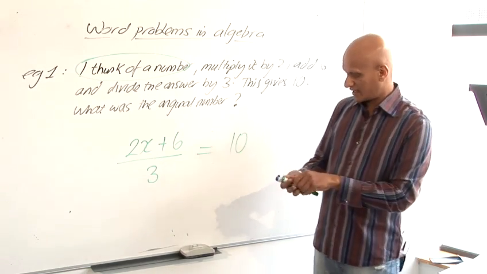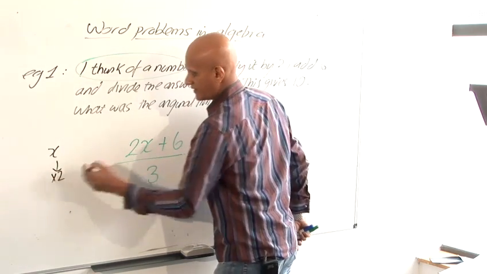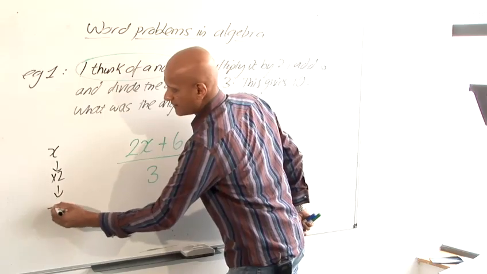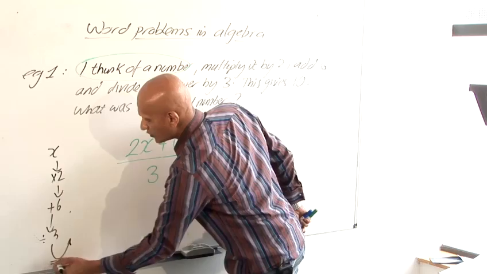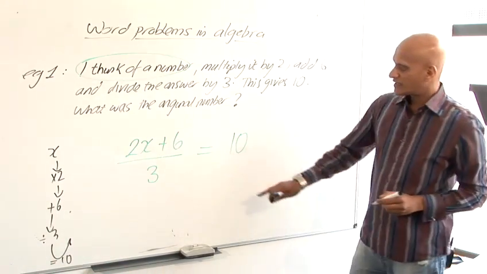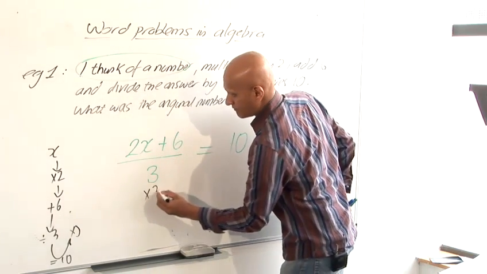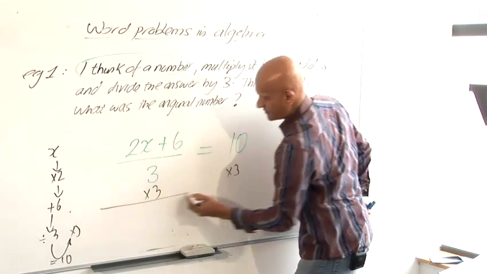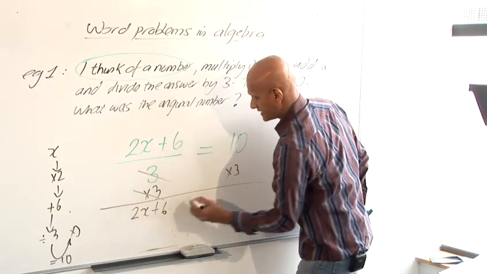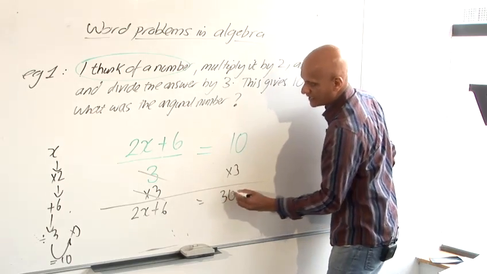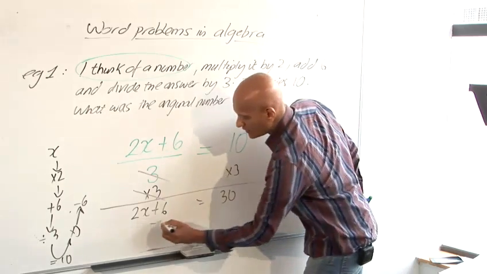Okay, so I've converted the question, which was wordy, into an algebraic equation, which I can just now solve using my flow diagram method. So x, next to the x is a times 2, then there's a plus 6, and then lastly there's a divide by 3 before I get to the equal sign, equals 10. So the first thing I want to do is get rid of the divided by 3, which is times 3. So that and that cancel out. On the left hand side I'm left with 2x plus 6, and here I get 3 times 10 is 30.